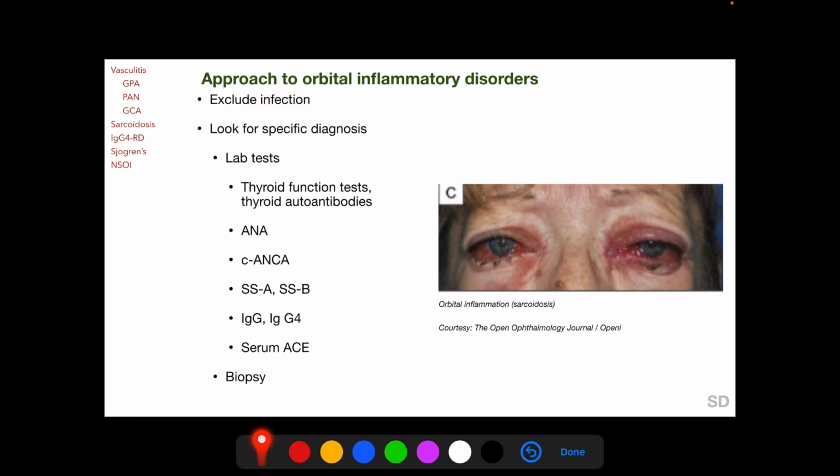Then look for a specific cause of orbital inflammation for which we may need to do a lab test and a biopsy. And the lab tests include the thyroid function tests and the thyroid autoantibodies, and the other tests are directed towards the other specific causes of orbital inflammation. Biopsy is required in most cases of orbital inflammation apart from thyroid orbitopathy to look for a specific cause of orbital inflammation. And when lab tests and biopsy turn out to be negative, we make a diagnosis of NSOI or non-specific orbital inflammation, which is actually a diagnosis of exclusion.